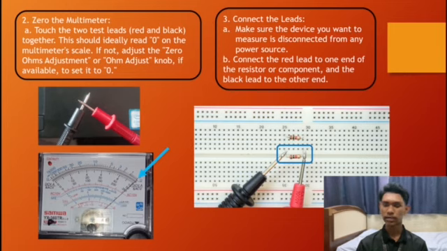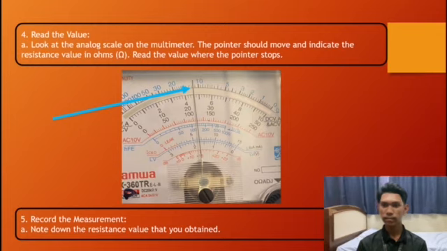Next, read the value. Look at the analog scale on the multimeter. The pointer should move and indicate the resistance value in ohms. Read the value where the pointer stops. Last, record the measurement. Note down the resistance value that you obtain.